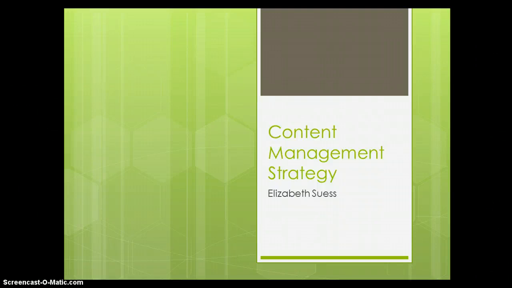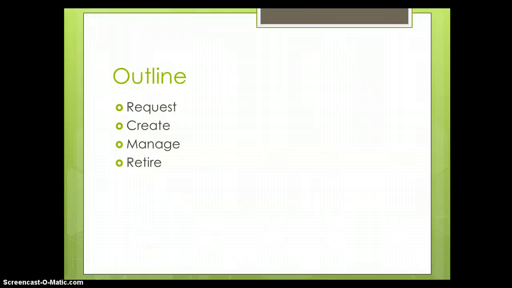Hi, this is my content management strategy for a university website. And as you can see, there's 4 basic stages to figuring out whether or not your content is still relevant and should still be available on your page. And that's the basic steps to content governance and how to keep your site looking the best that it can.